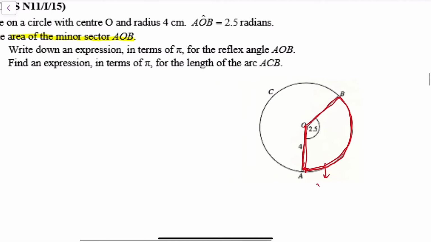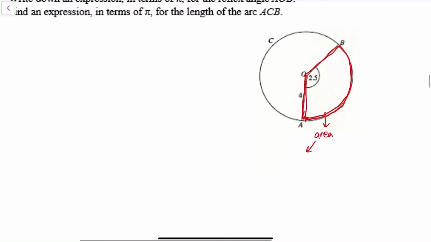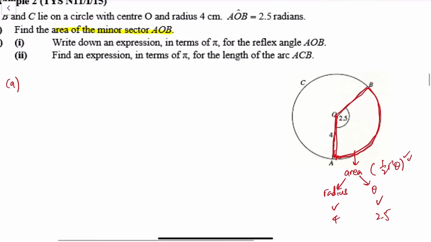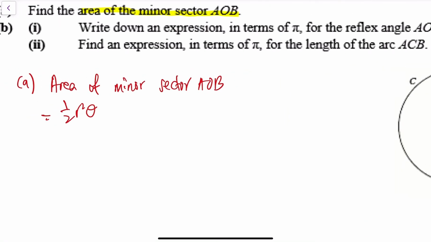In order to find the area of the minor sector, I need radius and I need theta. Radius I have already, theta I also have already. This is 4, this is 2.5, and the formula is half r squared theta. So I have everything I need. I don't need to go and find other things, so I can straight away copy what is required. Remember, you must write down the statement and state what you are finding to be clear. So this will be half r squared theta. It will be half times 4 squared times theta, which is 2.5. So you get 20 cm square.